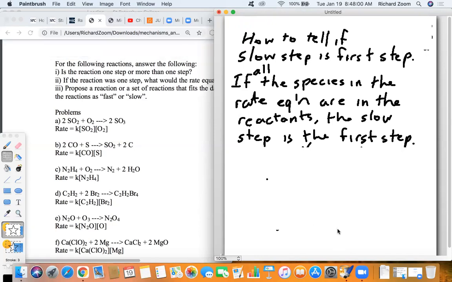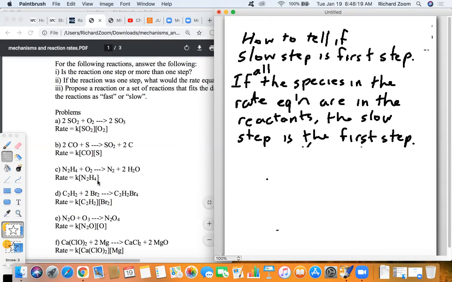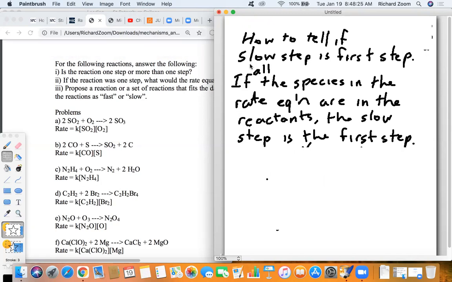Share the results. So 77% of you said no, 23% of you said yes. The people who said yes were correct. The slow step is the first step. So most of you got that wrong. Now let's see why. Look at the wording. If all the species in the rate equation are in the reactants, the slow step is the first step. So let's look at the rate equation. N2H4 is there. Is that a reactant? Yes. So automatically we know that the slow step is the first step.